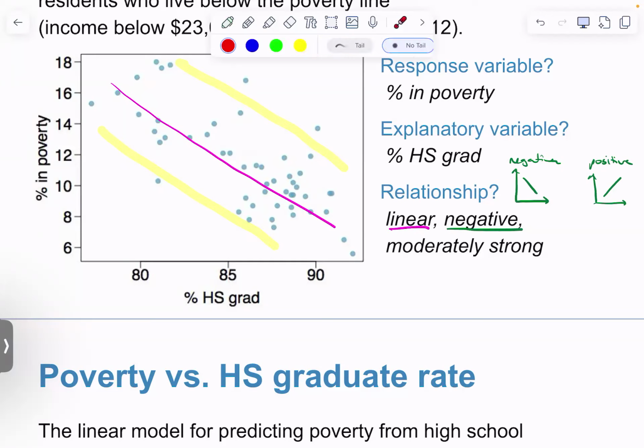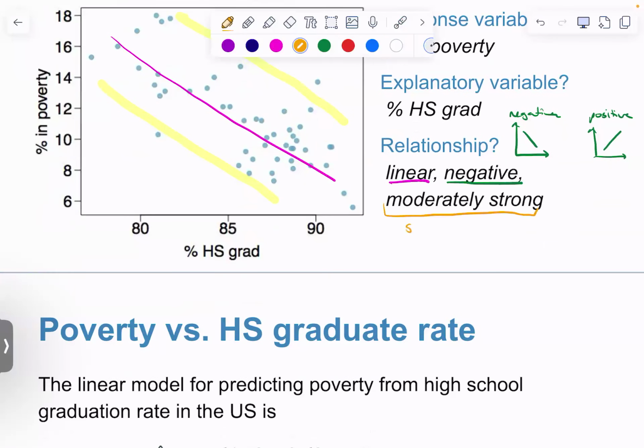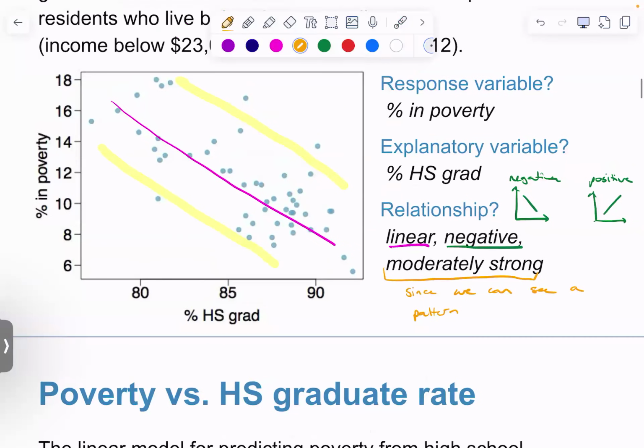And as a rule of thumb, if you can see any sort of relationship, it's going to be kind of strong. You can say moderately strong or something like that. Since we can see a pattern, I drew these kind of outer bounds, and I can detect some sort of relationship there. So right away, I know that it's going to be some version of strong.